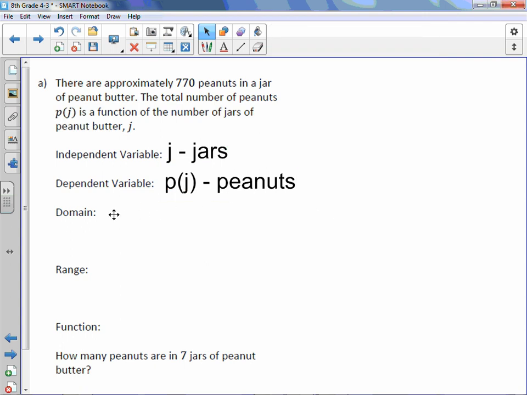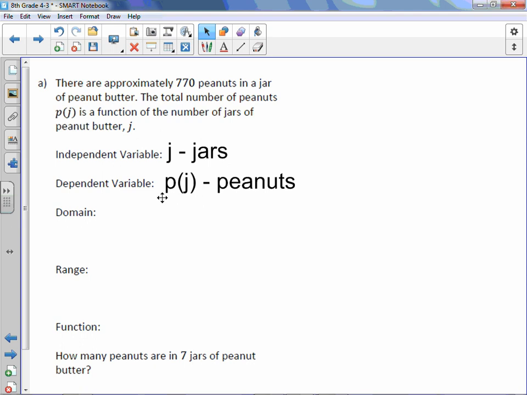The domain. Now this time we don't have a table to look off of, so we can't really state actual values for the domain. But let's think about it. The domain are your x values, so your independent variable.